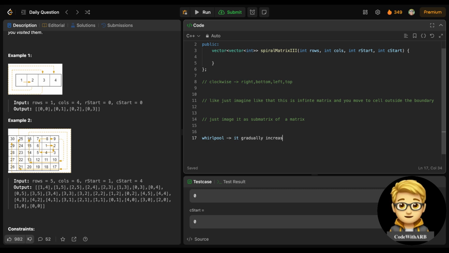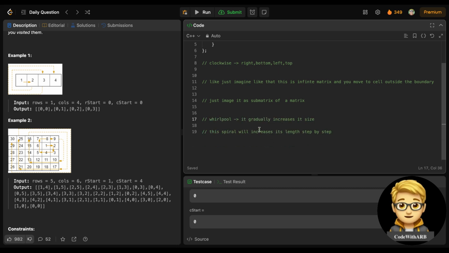It casually increases its size, something like that, right? It moves, it increases its length. This is a spiral, and this spiral will increase its length one by one, step by step, right? Step by step.